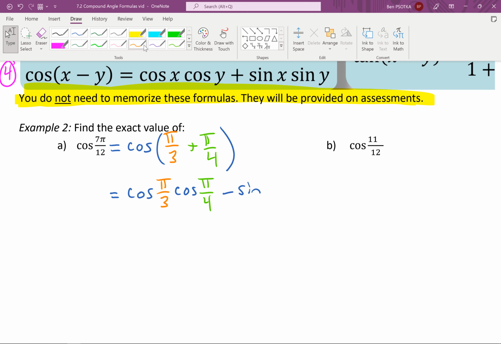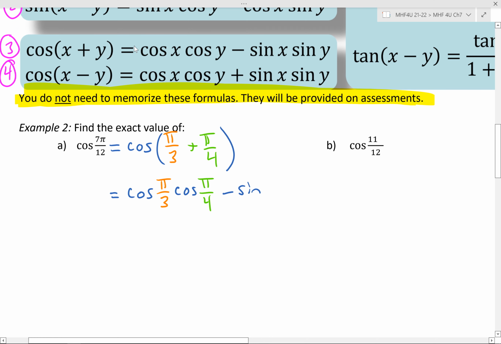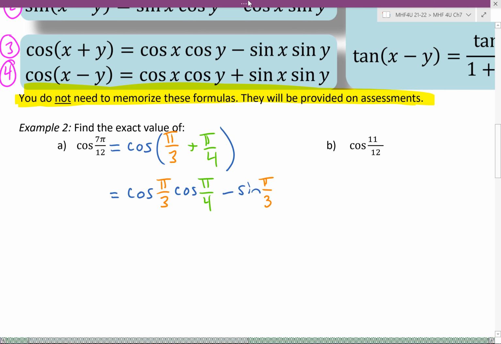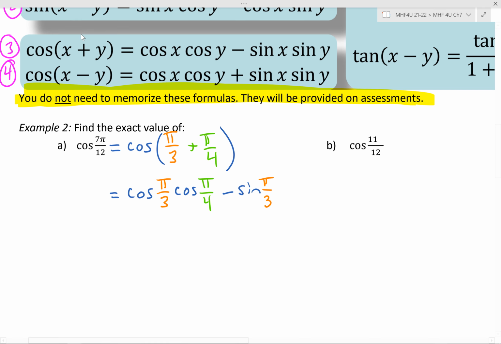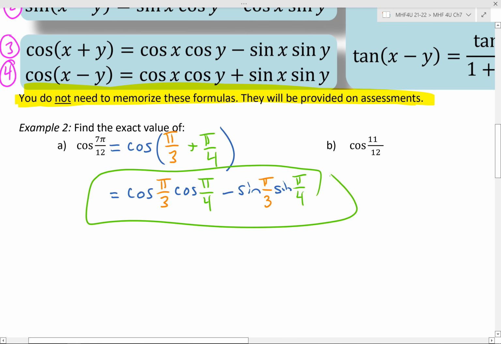Now, does it matter which one is x and which one is y? In this case, absolutely not. X plus y, it does not make a difference. If you're working with x minus y, all of a sudden it's going to make a difference. So you'll need to be a little bit careful there. All right, so the sine of pi over 3 times the sine of pi over 4. Now, you'll notice here, yes, this might look more complicated. This is 4 pieces. The first one only had a trig function in there once.